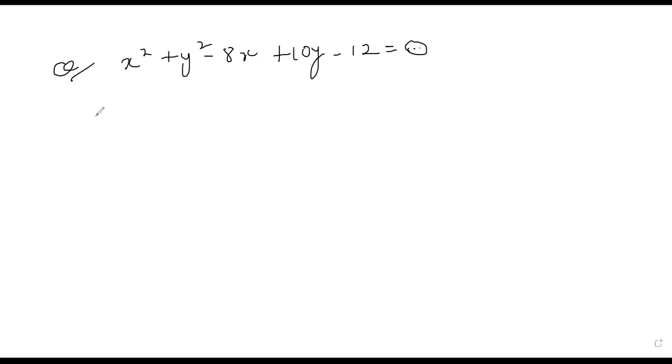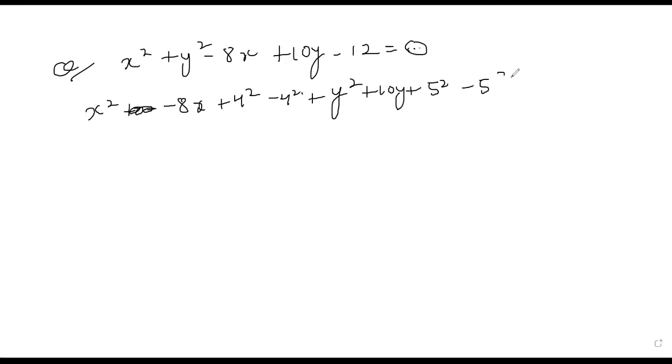4 minus 4, 4 square minus 4 square. Yes, x square minus 8x plus 4 square minus 4 square. Similarly in case of y square, plus 10y, plus 5 square minus 5 square, minus 12 equals 0.